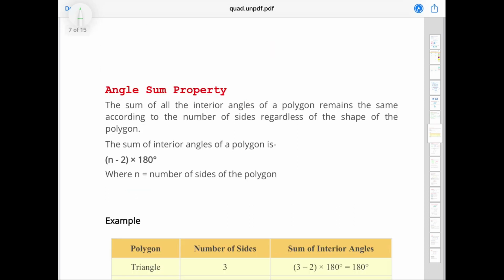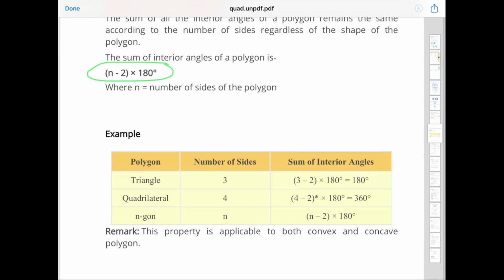This topic is angle sum properties. You can find the sum of all the angles in any polygon with this formula: n minus 2 into 180 degrees, where n is the number of sides of the polygon. I will use this formula in the different figures too. Like in a triangle, the number of sides is 3, so you can use this formula, that is n minus 2 into 180.